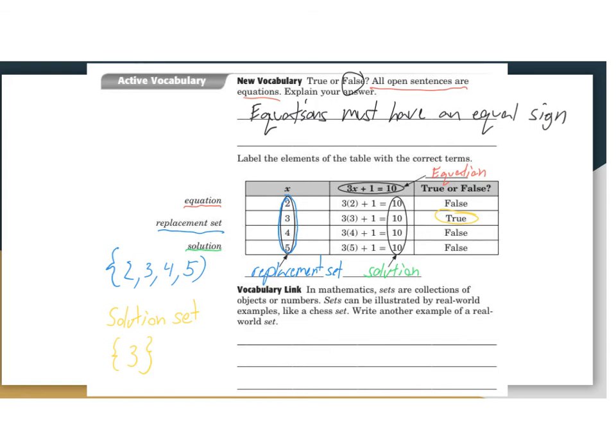On your own, consider the vocabulary link. So in mathematics, sets are collections of objects or numbers. Sets can also be illustrated by real-world examples, like a chess set. So in your notes, write another example of a real-world set.